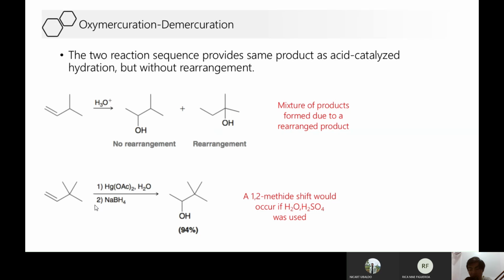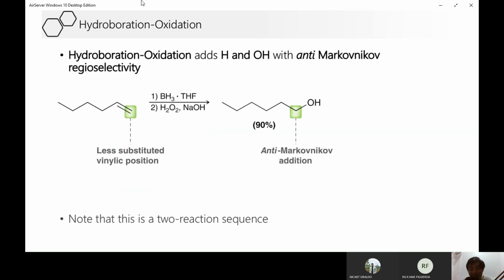Ito, next reaction na pala. Ang taka ko, parang parehas lang, hindi pala. Okay, so the next type of reaction na na-discuss natin last time, nagtaka pa talaga ako, hindi ko binabasa yung title eh. Okay, so the next type of reaction is the Hydroboration Oxidation.